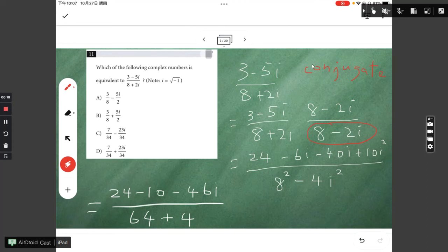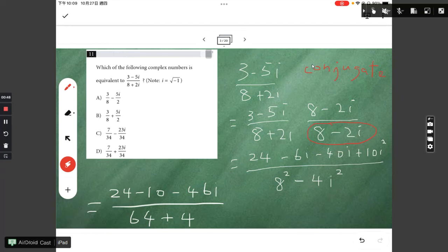Today we're going to work on an SAT complex number question. This question is testing you on whether you know how to carry out a division of complex numbers. So we are dividing 3 minus 5i by 8 plus 2i. This is what we are trying to calculate.